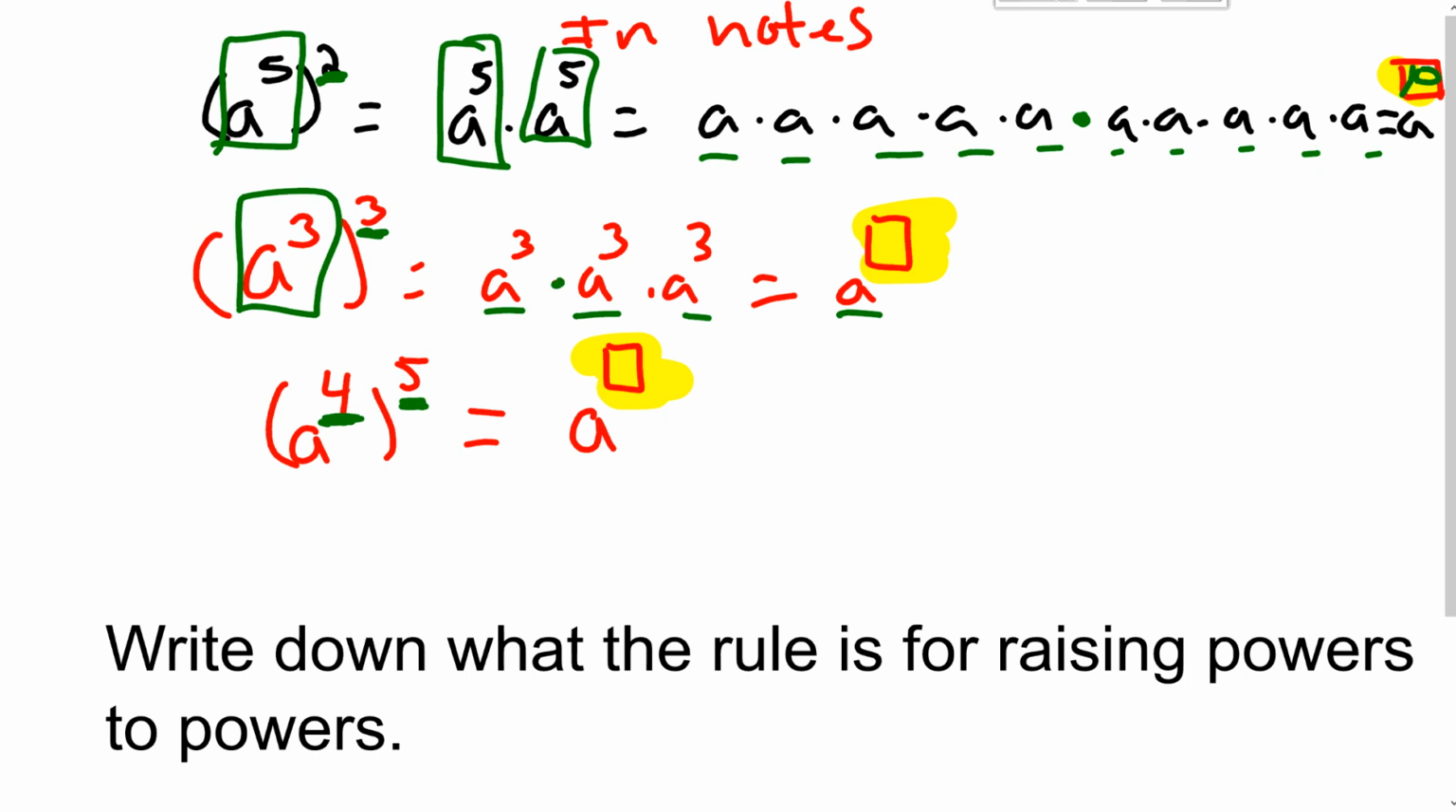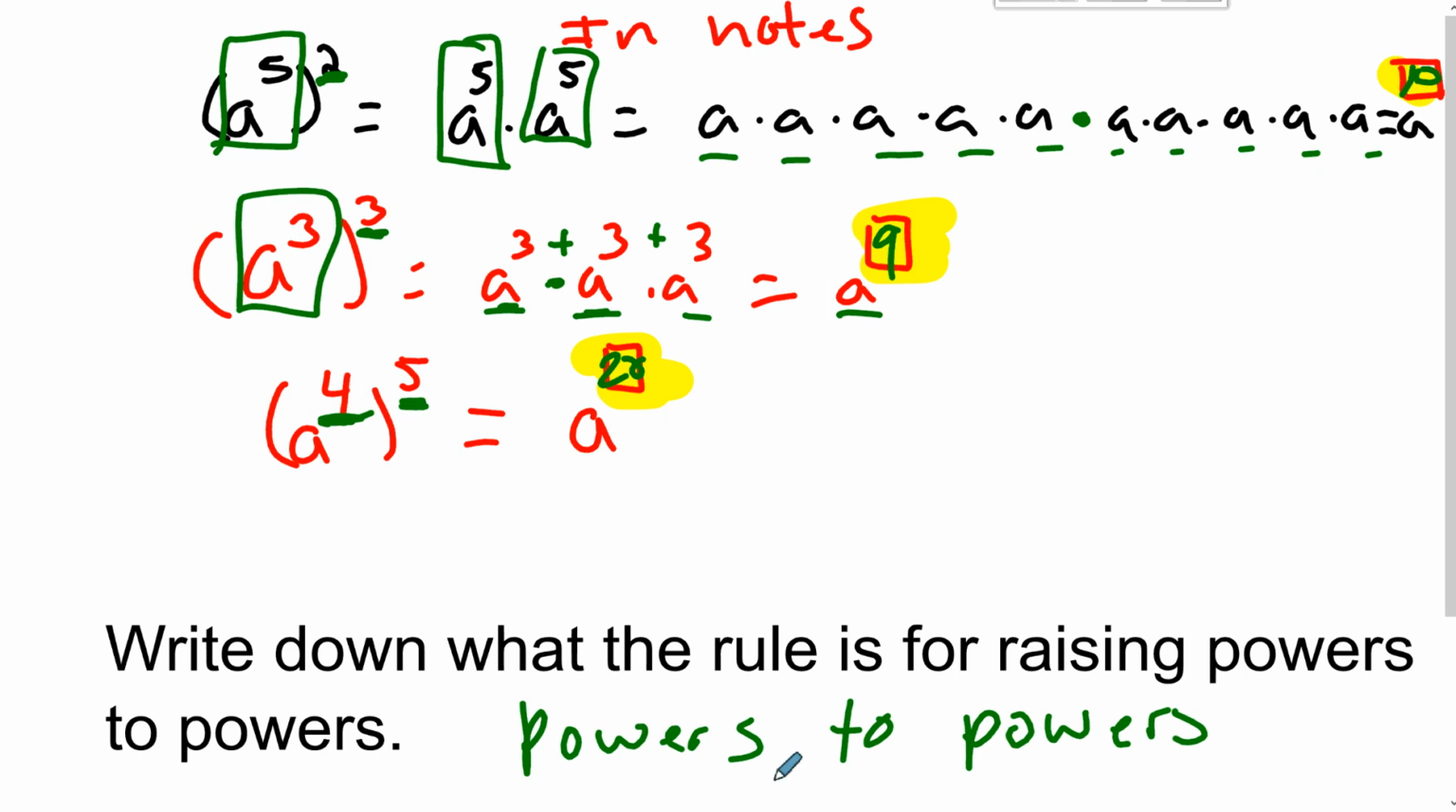Or when we multiply by the same base, we add exponents. So 3 plus 3 plus 3 is 9. Well, there's a faster way. Instead of repeated addition, with my exponents, can I just do multiplication? 4 times 5 is 20. So whenever we have powers to powers, we multiply exponents. Powers to powers. Multiply exponents.